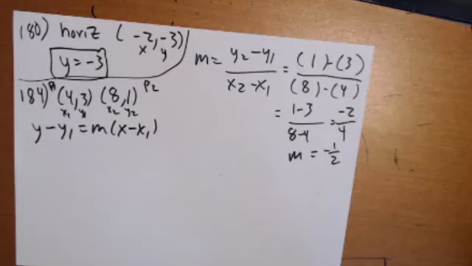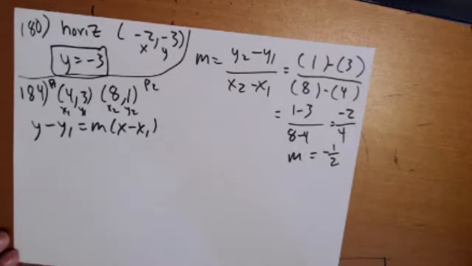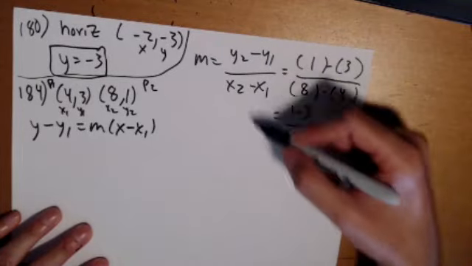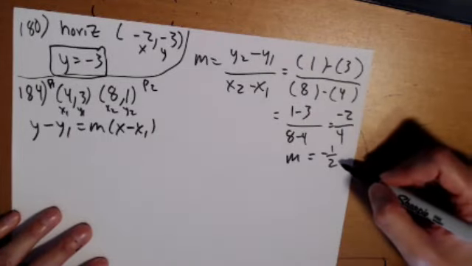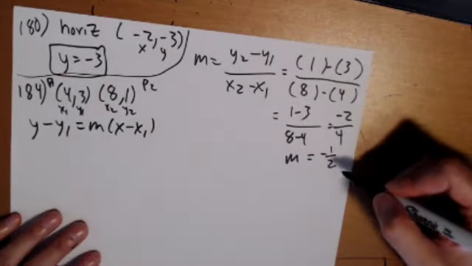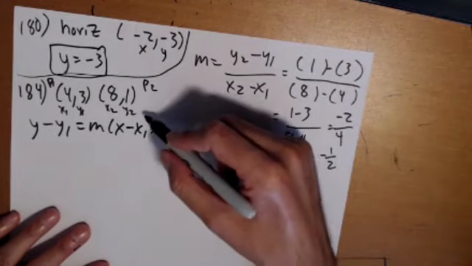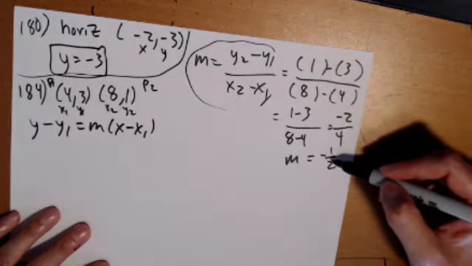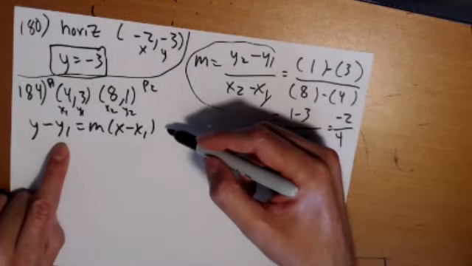Okay, so there's my slope. This is very similar to what we were doing before. They're just making us do this extra step of actually figuring out the slope. 10 problems ago, they just gave us the slope. So they make us find the slope using this formula. Okay, there's my slope. So now it's ready for point-slope form.